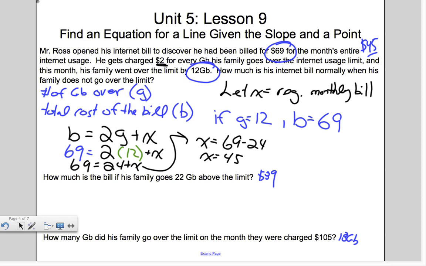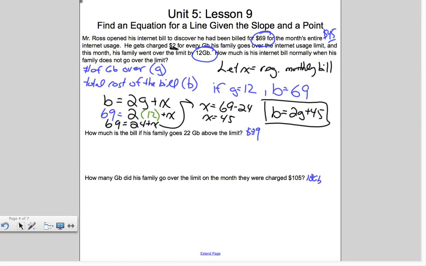So therefore, our equation to model this is B is equal to 2G plus 45. This is how we could calculate the internet bill from now on. So now that we know that, what happens when the family goes over 22 gigabytes instead of 12? What's the bill?